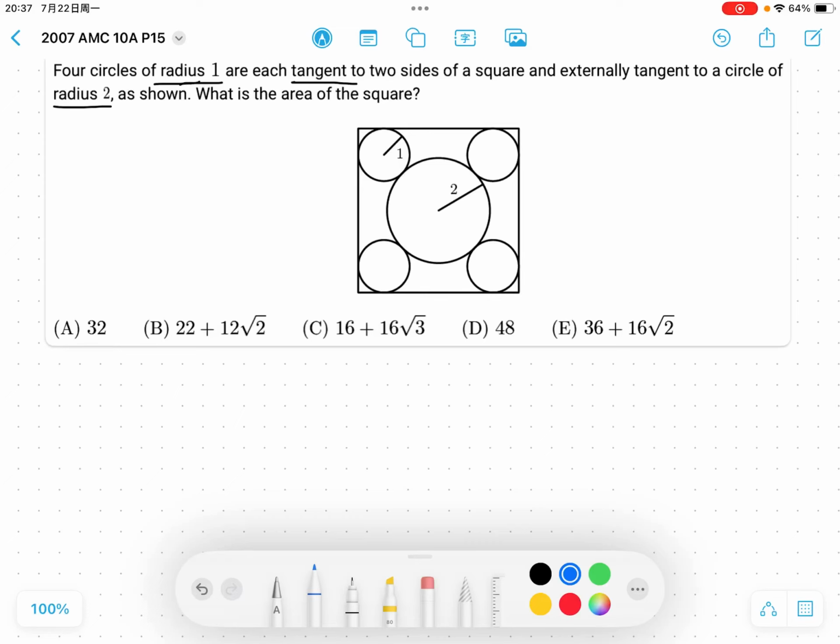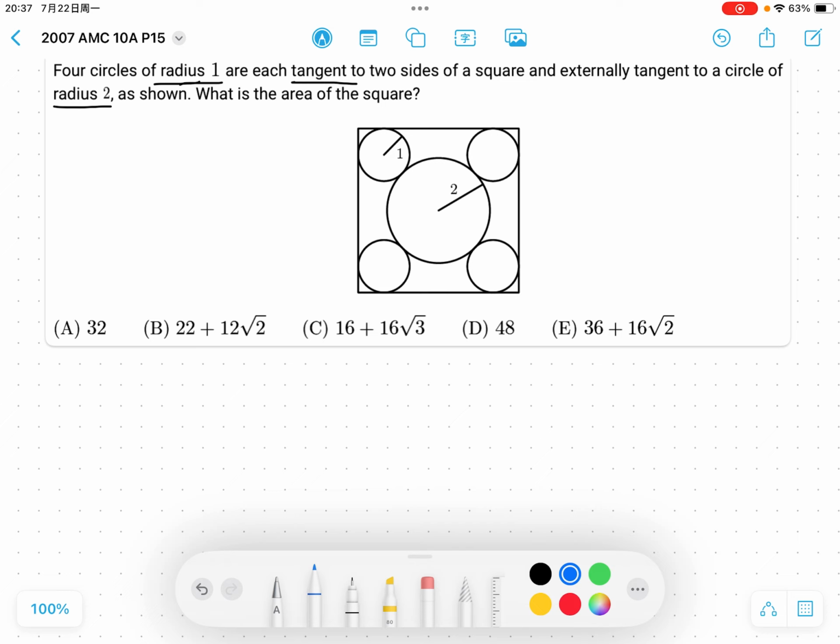Today we're going to talk about this problem. It's 2007 AMC 10A problem 15. So, 4 circles of radius 1 are each tangent to 2 sides of a square and externally tangent to a circle of radius 2 as shown. What is the area of the square?